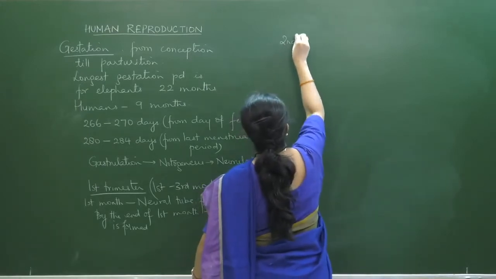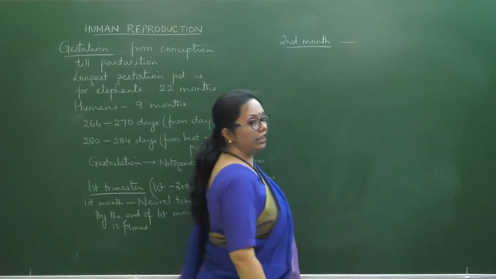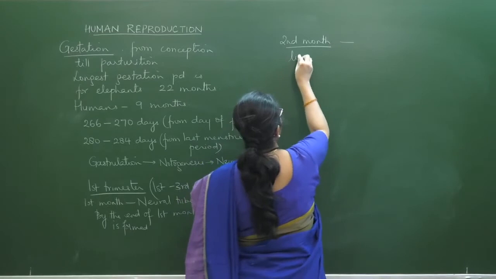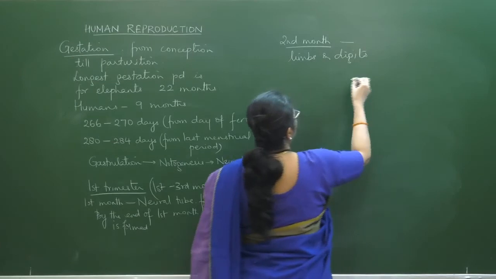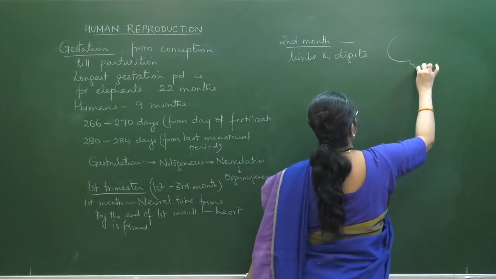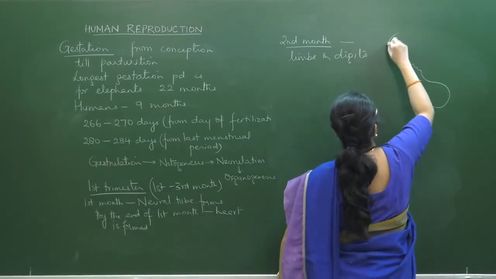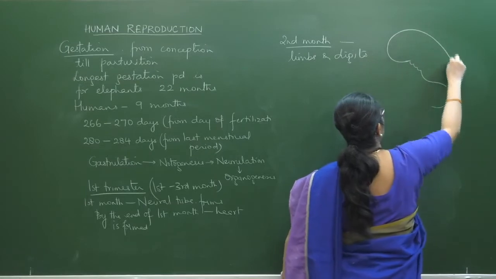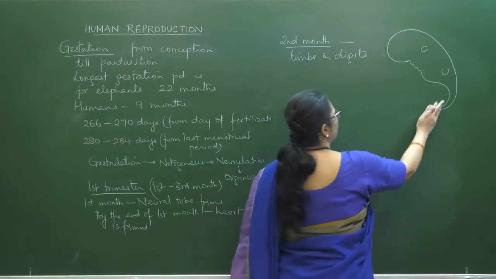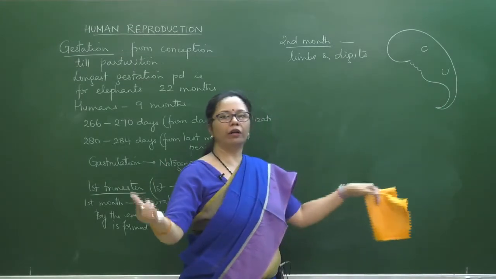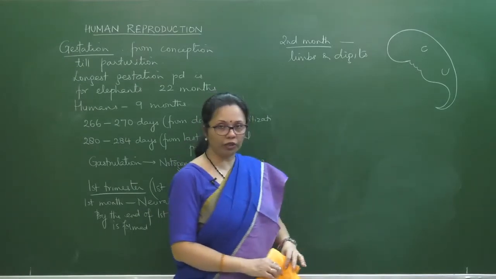So in the second month, by the end of it, limbs and digits are formed. In this, you also see every chordate embryo appears almost like this in the beginning. This is the head portion and the tail and so on. So you see small buds arise like this, and these buds grow bigger, and the entire limbs and the end of the limbs, the digits, all develop by the end of the second month.